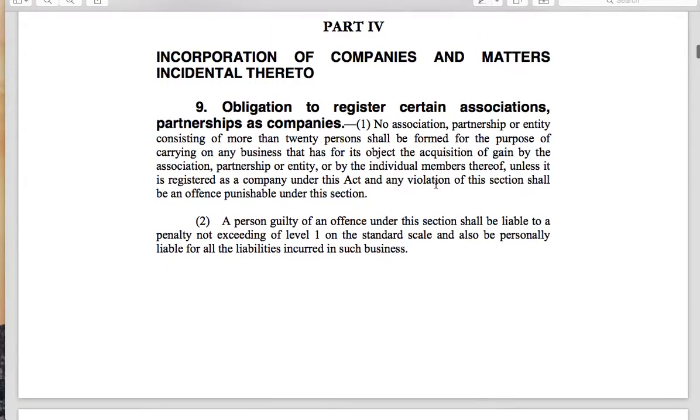Now let's start with part 4 and see how you incorporate your business according to law. First of all, if as a partnership business you become a partnership business of more than 20 persons, then it's compulsory for you to incorporate a business. Normally people think that you can start a company if you are one person or two persons.